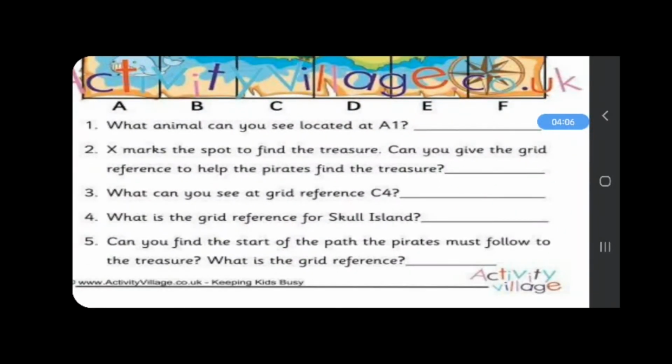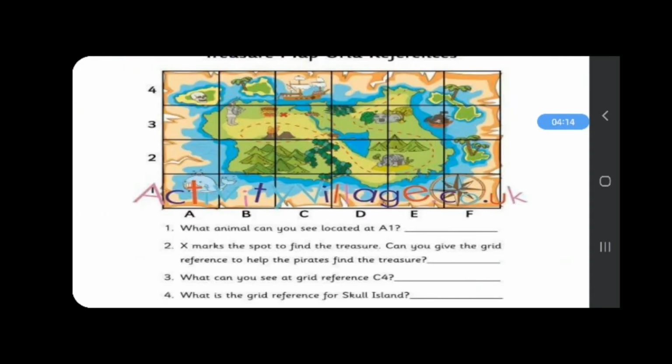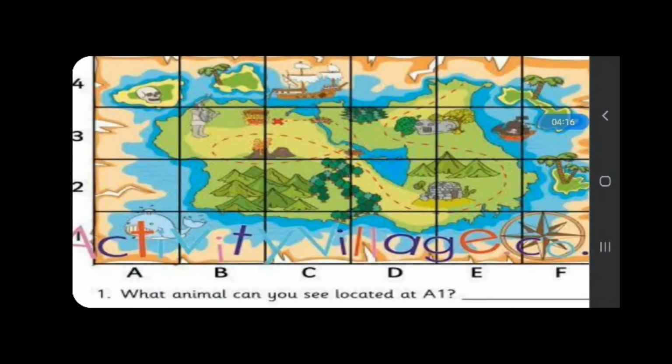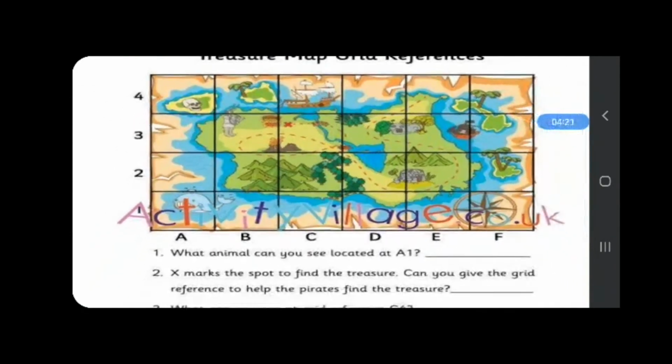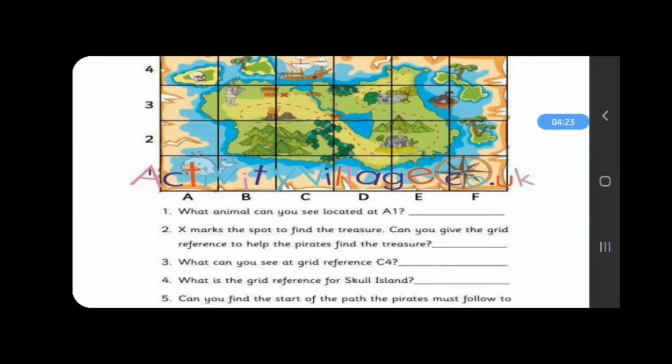Next, question 3 is, what can you see at grid reference C4? So on C4, we can see a ship in grid C4. Sorry, 4C, because number comes first. So C4 is incorrect. 4C.